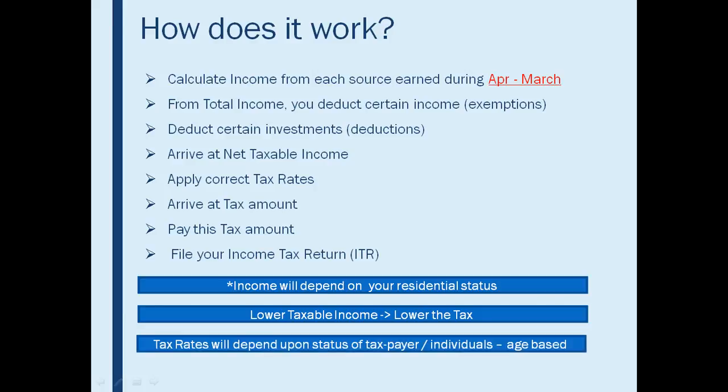And also the tax rates, as I said, will depend on the status of the taxpayer. Even in the case of an individual, the tax rate will depend on your age, because there are certain benefits given to senior citizens. If you are crossing 60 plus, there is a certain relaxation, so you pay a lower amount of income tax. And if you are crossing 80, then again there are additional benefits, so your income tax will be still lesser. So that is the overall process. Every year you need to repeat the same process and file the income tax return.